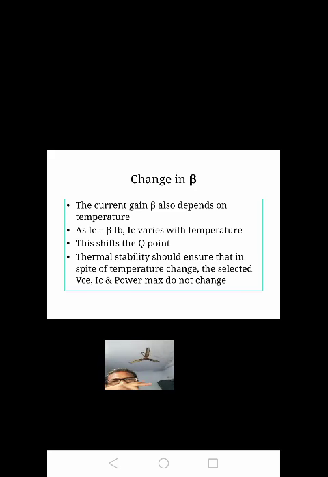Change in beta. Beta means current gain. The current gain beta also depends on the temperature. As IC is equal to beta into IB, IC varies with temperature. This shifts the Q point. Thermal stability should ensure that in spite of temperature change, the selected VCE, IC and maximum power do not change.